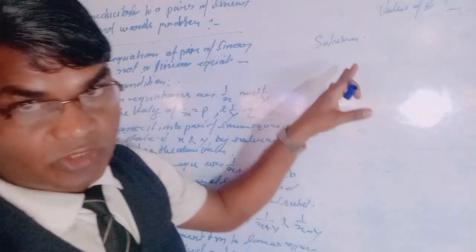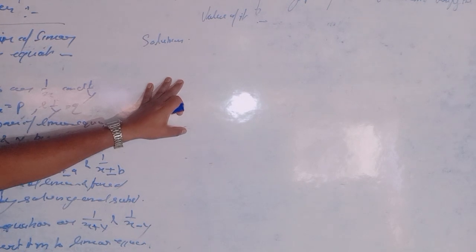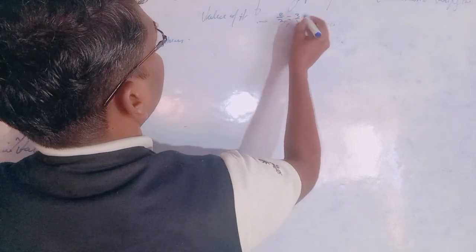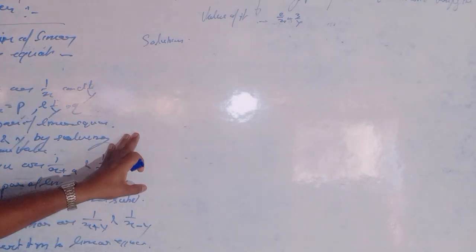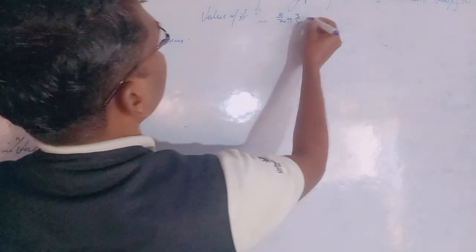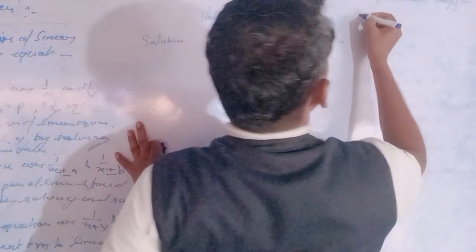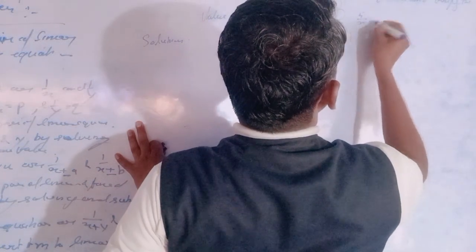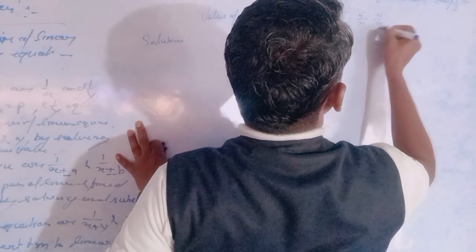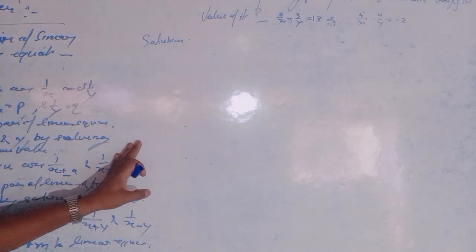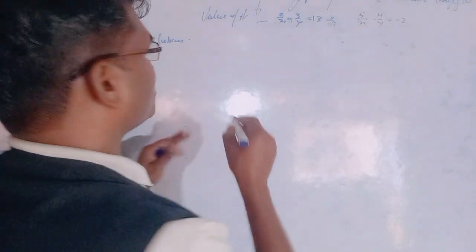The equations given here are 2 by x plus 3 by y is equal to 13, and furthermore 5 by x minus 4 by y is equal to minus 2. It's the given question.